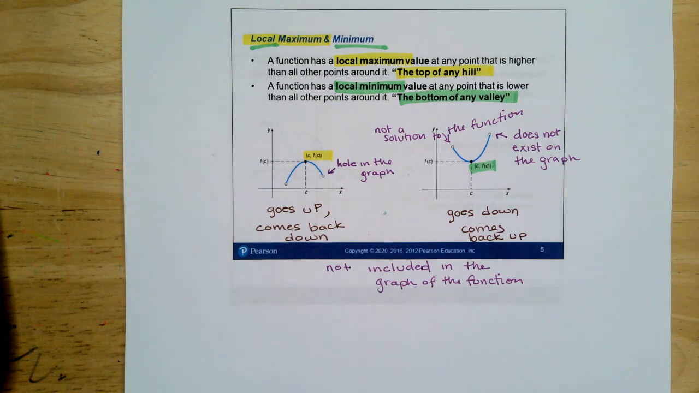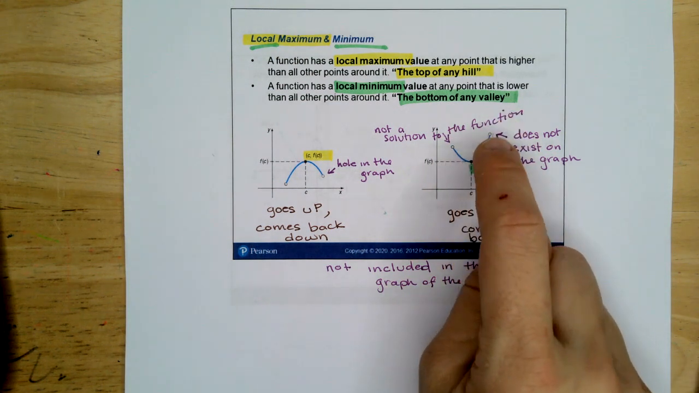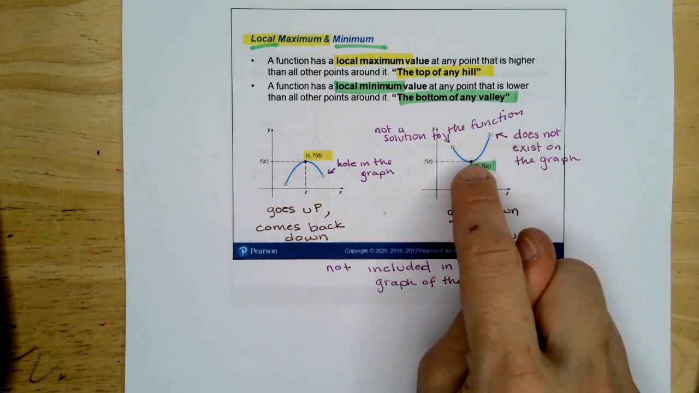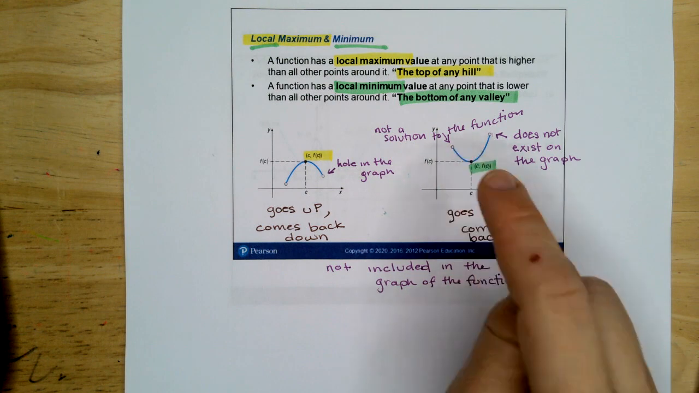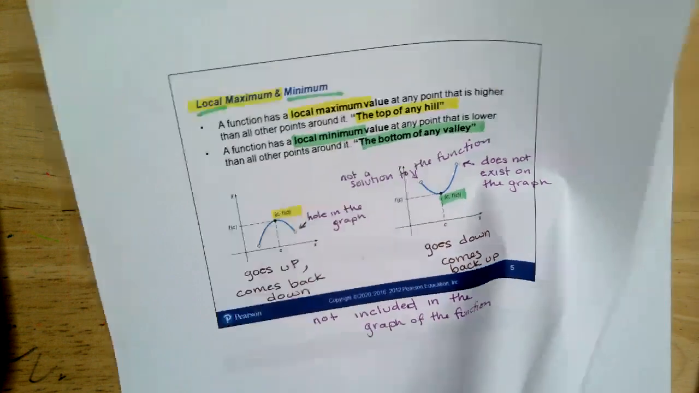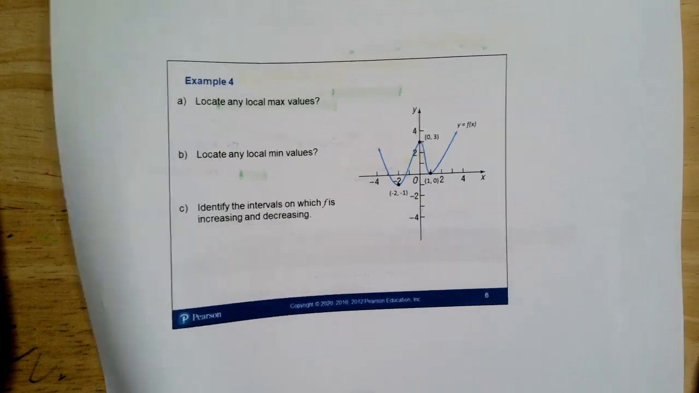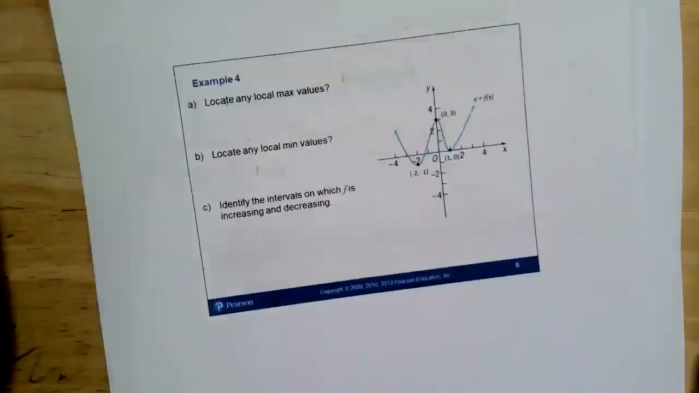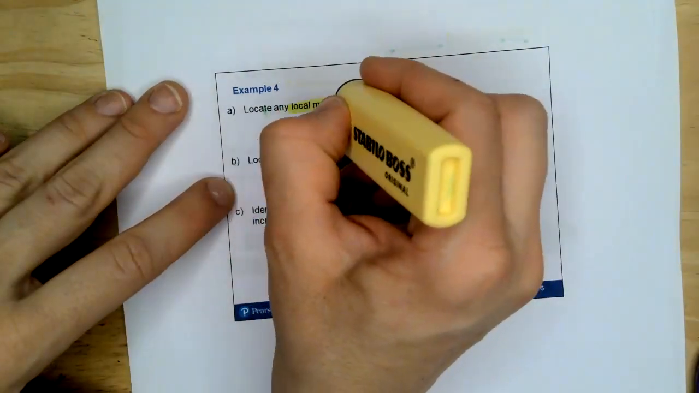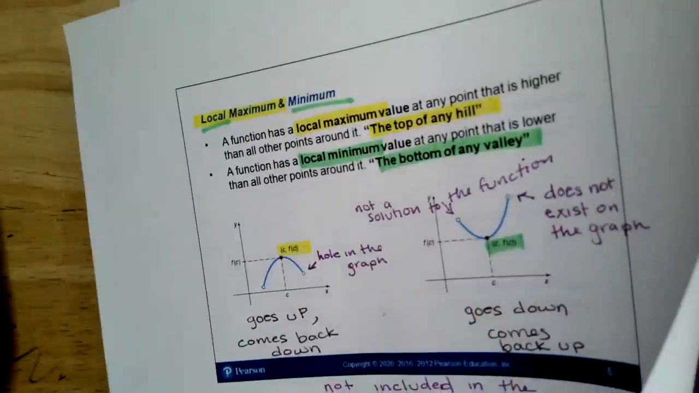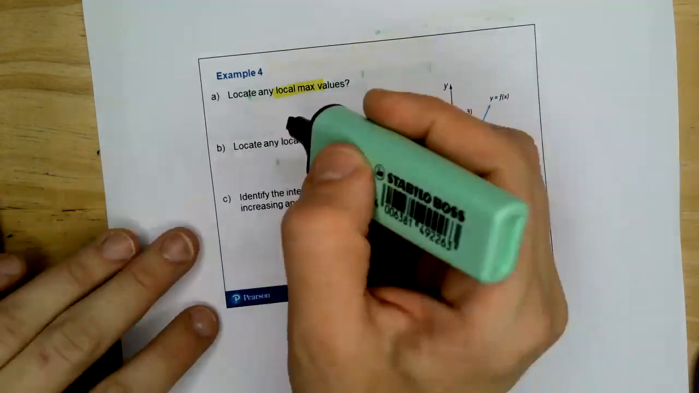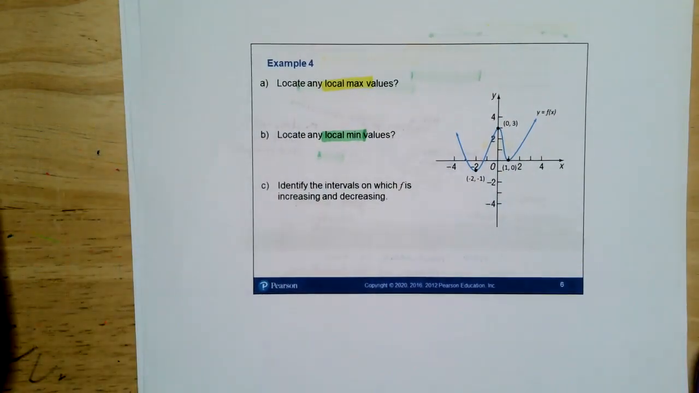So when you're looking for local minimum, if you have a (c, f(c)), but it's hollow, that's not going to be your local minimum. So let's locate any maximum values, but make sure we acknowledge that it's a local max. Let's try to actually keep the colors going. Local max, already forgot, green. Local minimum. Okay?